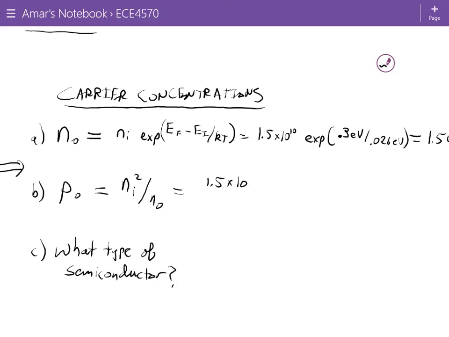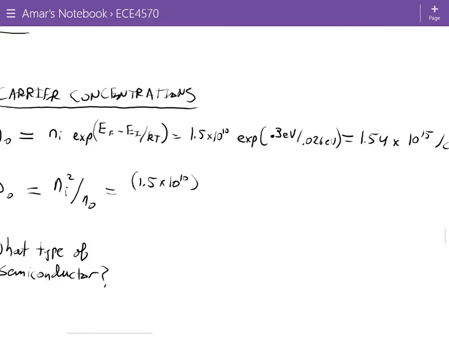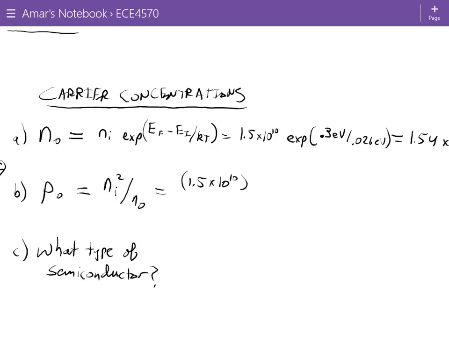Yes? Did I make an error? 1.5 times 10 to the 10 times this exponential. Did someone get a different number? Let's crowdsource the confirmations. Thanks for letting me know. I do make mistakes sometimes during lectures, so if you're confused about something that doesn't seem right, feel free to let me know.